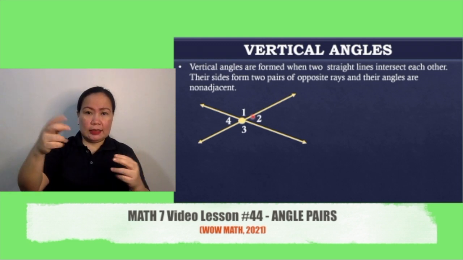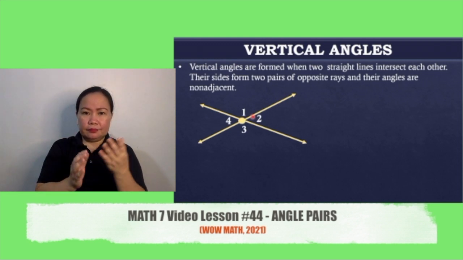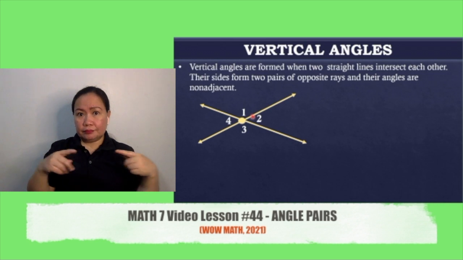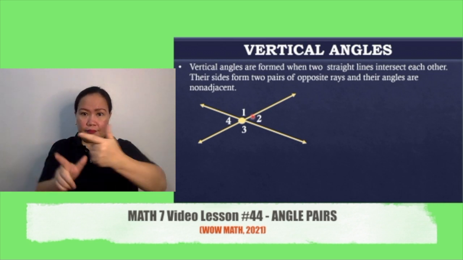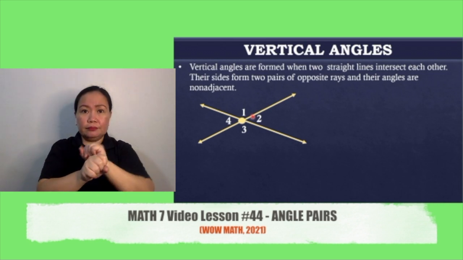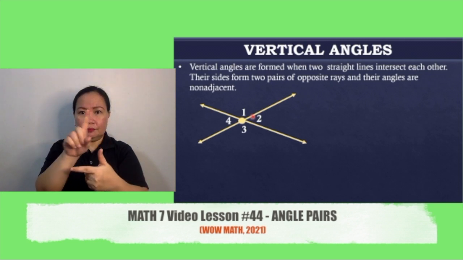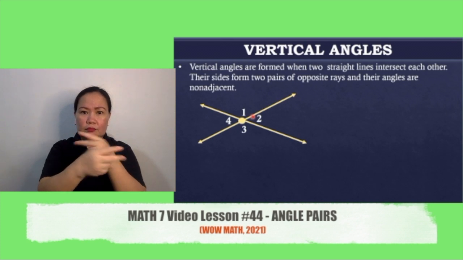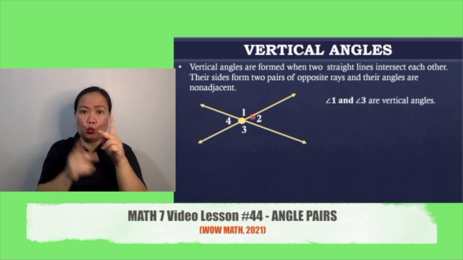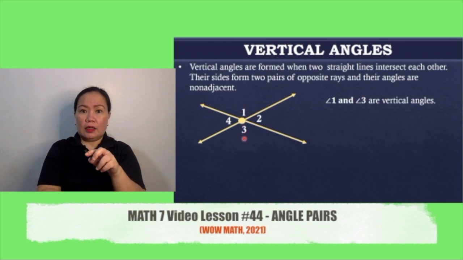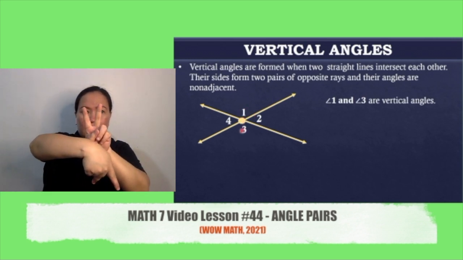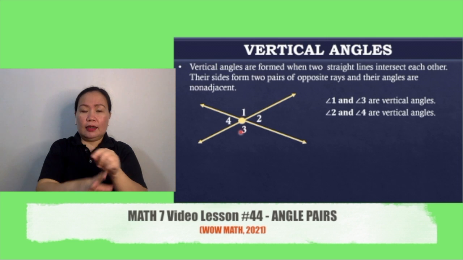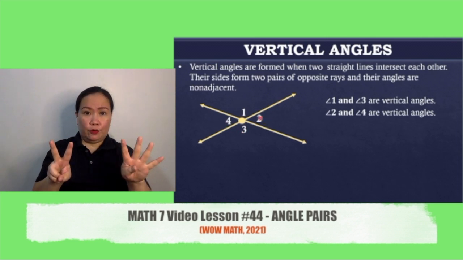Okay, so given this intersection of two lines, nakakabuo po tayo dito ng 4 na angles. That's why, from these 4 angles, nakaka-create tayo ng 2 pairs of vertical angles. Okay, so ano-ano ba yung mga vertical angles dito? Angle 1 and angle 3 are vertical angles. Angle 2 and angle 4 are also vertical angles.